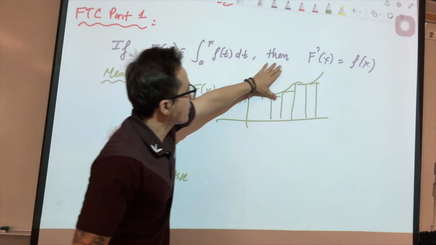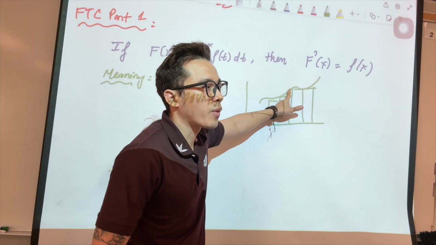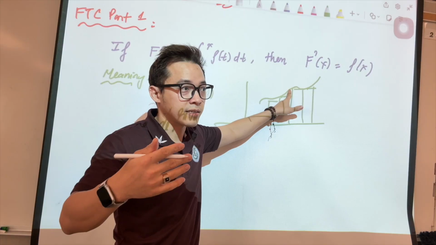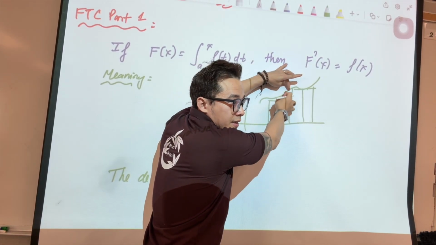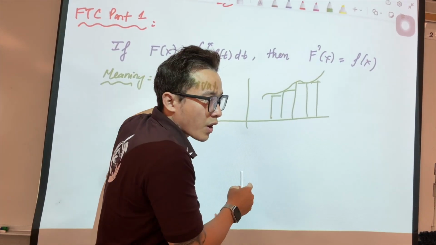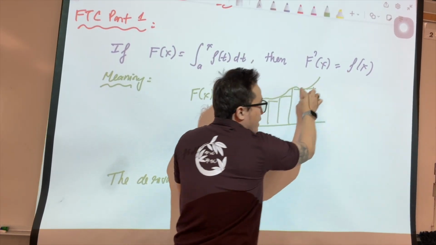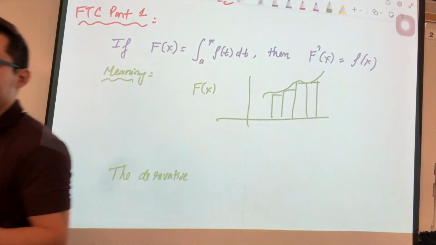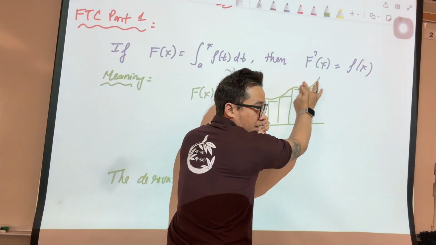Let's say I take the derivative of this one at one point here. Then what do you get back from here? The height. To be more precise, the height of the function at that point. You get back the function f(x). Integral is the area under the function. You take the derivative, you get back the function. Maybe that makes more sense.